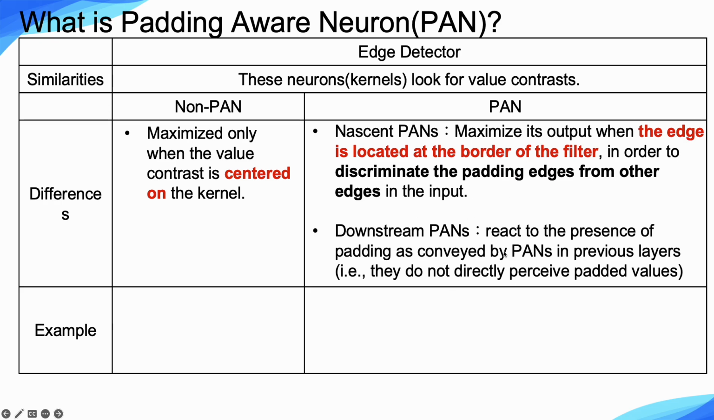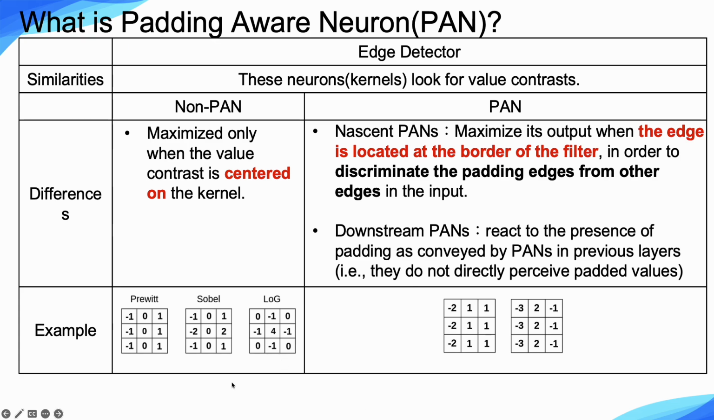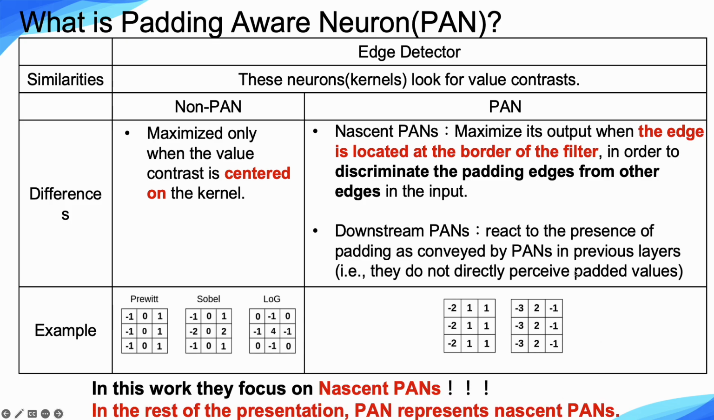And here's another type of PAN called downstream PANs. It reacts to the presence of padding as conveyed by PAN in the previous layer, and they don't directly perceive padding values. And here are examples of different kinds of PAN. If you look at the PAN's example kernel, you can find that they have the characteristic of an asymmetry kernel. And notice that in this work, they only focus on nascent PANs. In the rest of my presentation, PAN represents nascent PANs, and we won't discuss the downstream PANs.